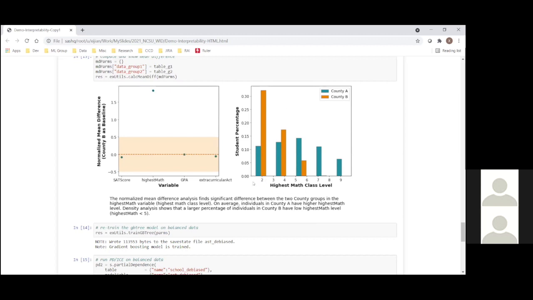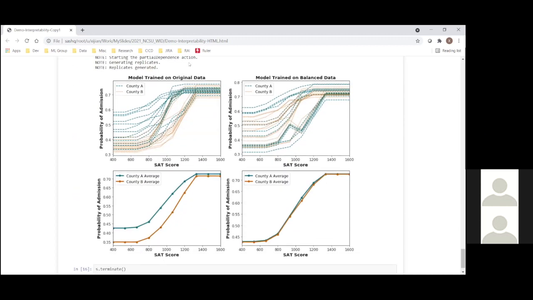So after revealing this discrepancy, the modeler decided that we want to correct it by balancing the data specifically in the math class level by county. After balancing, you could see on the left column, this is the original ICE curves and the original average of the prediction probability. On the right is after you balance the data of that specific feature, the County A and County B students' probability of admission no longer separates, and their predicted probability of admission are almost the same when they have the same SAT score.